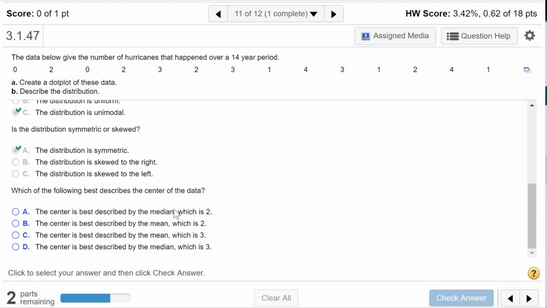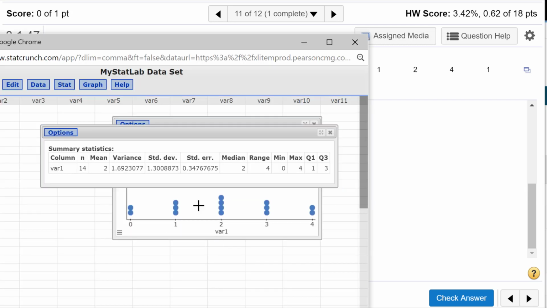Okay, which of the following best describes the center of the data? So if you recall from the reading and from possibly a video I've created, if the distribution is symmetric, we generally use the mean. If it is skewed, we generally use the median. Now, I'll be honest, I generally will report both of these when I'm doing my own research and data, particularly if they are different. In this case, it is symmetric, and we're going to use the mean. Now, the mean and median are actually both 2. You can run some quick summary statistics on this, and you have the mean of 2, median of 2.